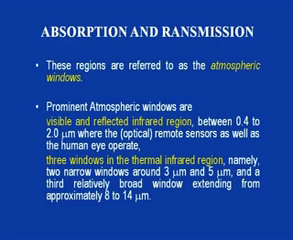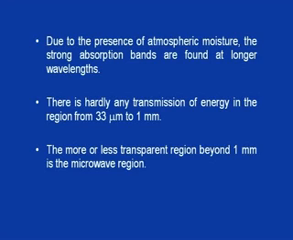Prominent atmospheric windows are in the visible and reflected infrared region between 0.4 to 2.0 micrometers, where the optical remote sensing as well as the human eye operate. There are three windows in the thermal infrared region, namely two narrow windows around 3 micrometers and 5 micrometers, and a third relatively broad window extending from approximately 8 to 14 micrometers. Due to the presence of atmospheric moisture, the strong absorption bands are found at longer wavelengths. There is hardly any transmission of energy in the region from 33 micrometers to about 1 millimeter. It is found that the more or less transparent region beyond 1 mm is the microwave region.